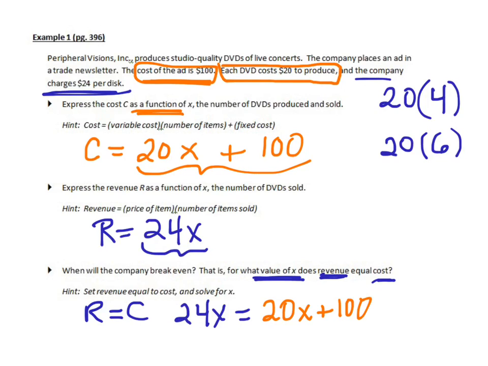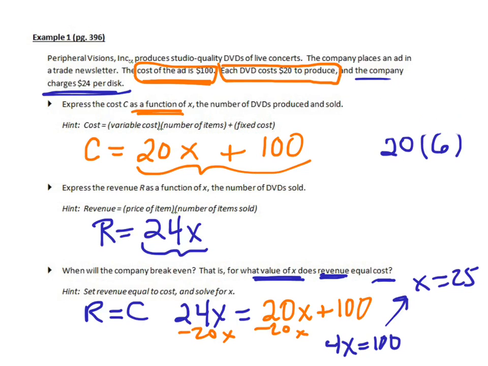All right, and then from there, we just need to solve for X. So if you subtract 20X from both sides, that combines like terms, and we see that we have 4X equals 100, and divide both sides by 4, and we see that X equals 25. So hopefully, if we did this correctly, the company's revenue and cost will be equal when they sell 25 DVDs. And we can check this just by substituting that value into the cost and revenue equations.